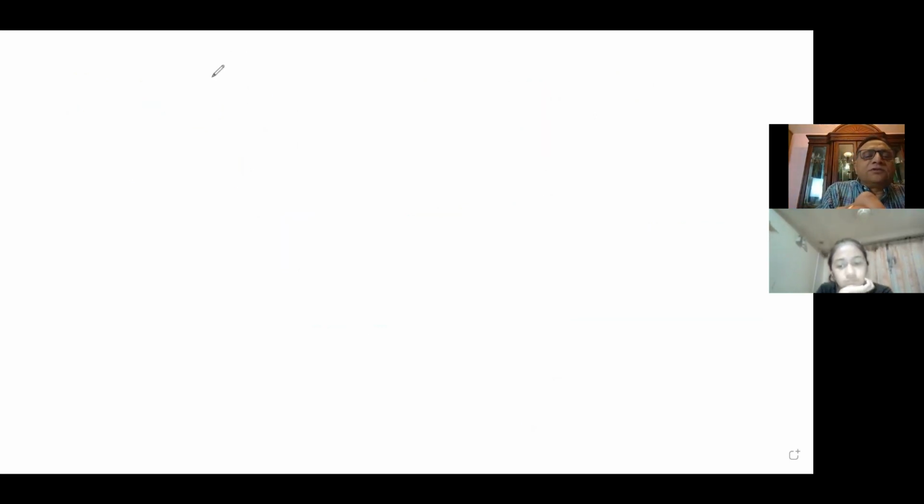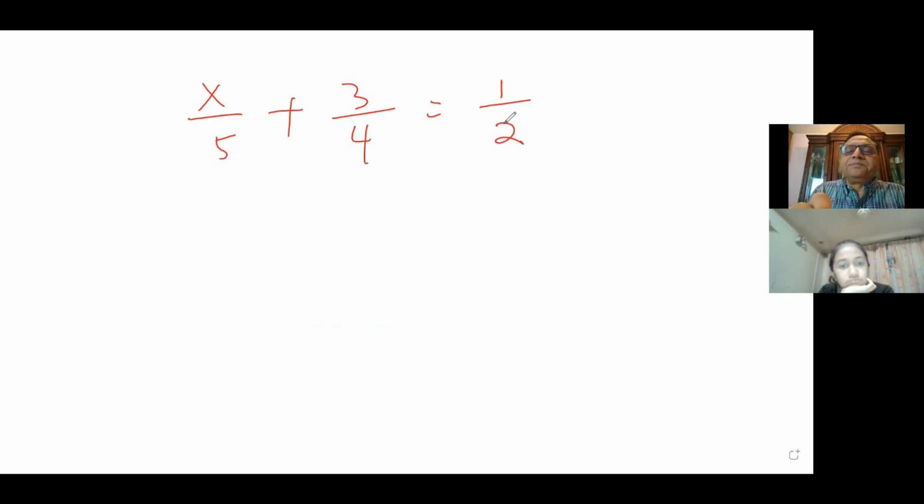So let me write down some value, right? We have x over 5 plus, let's say, 3 over 4 equals to, let us say, 1 over 2. How will you solve this question? Tell me. Yes, how will you solve? What is the lowest common multiple?